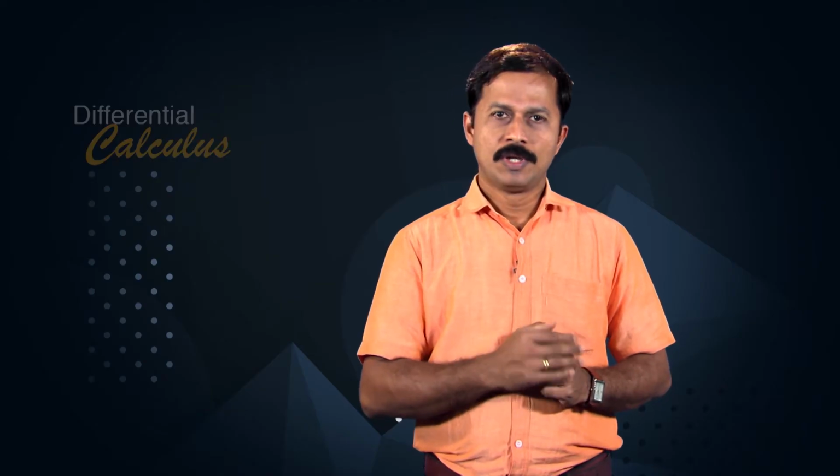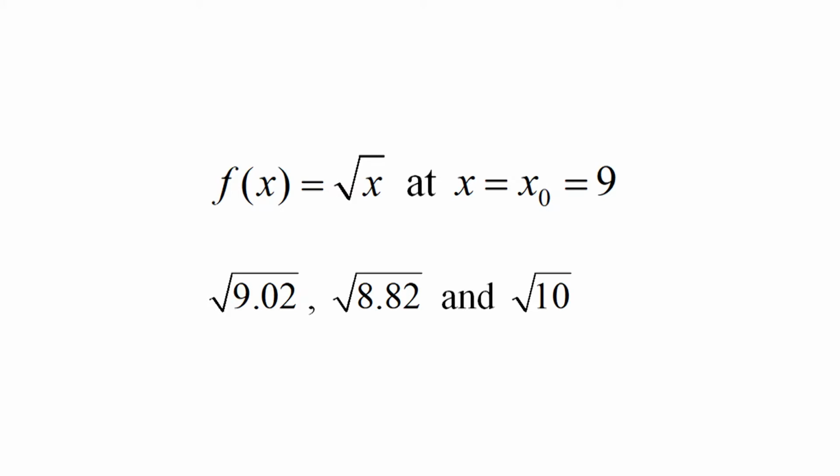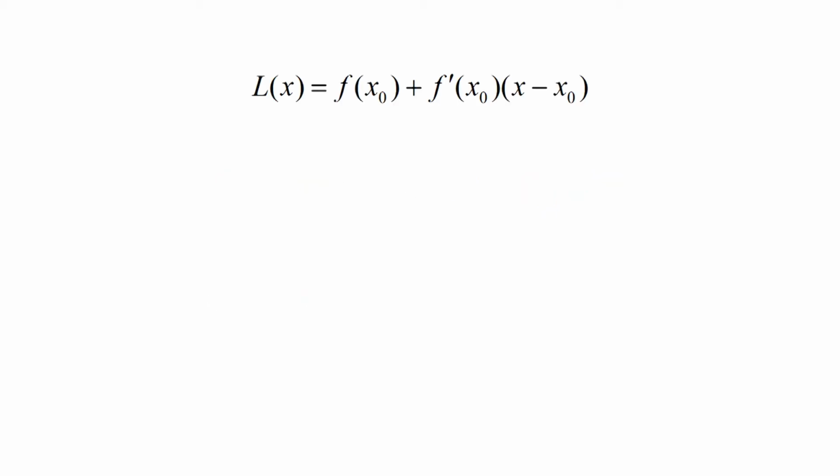As an example, we find the local linear approximation of f of x equal to square root of x at x naught equal to 9 and use it to approximate square root of 9.02, square root of 8.82 and square root of 10. We evaluate the equation L of x equal to f of x naught plus f prime of x naught times x minus x naught for f of x equal to square root of x, which is x raised to half, at x naught equal to 9.